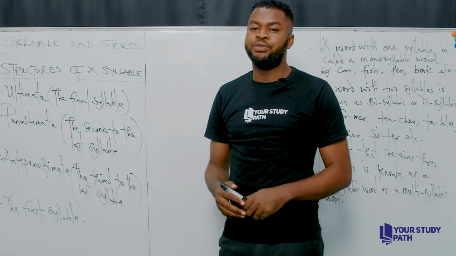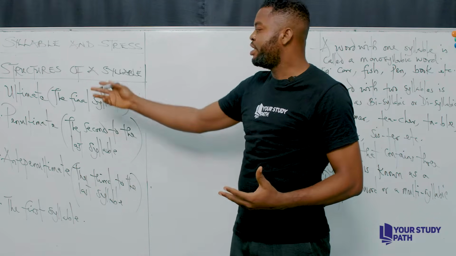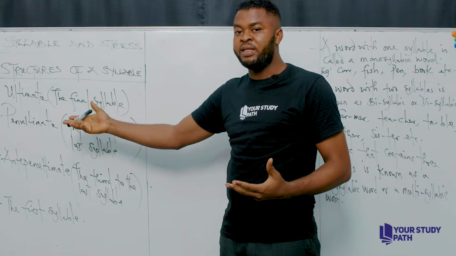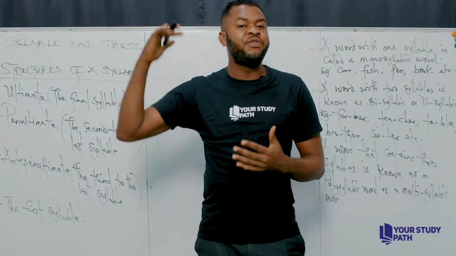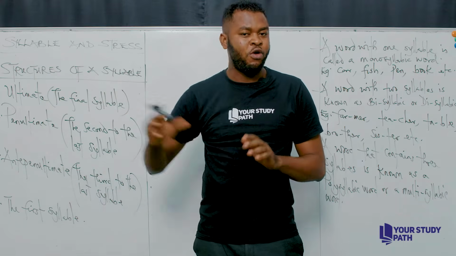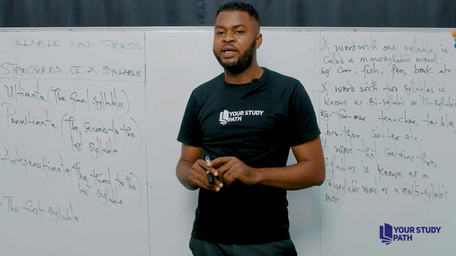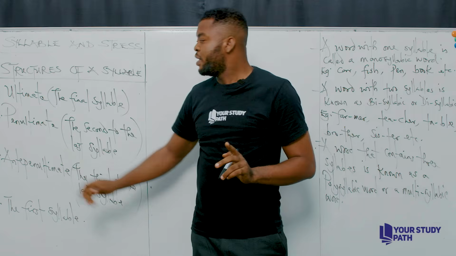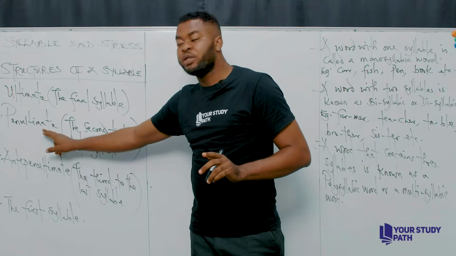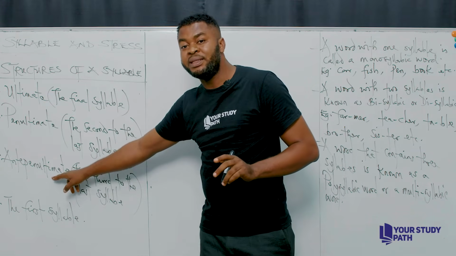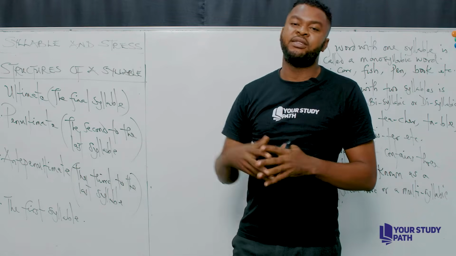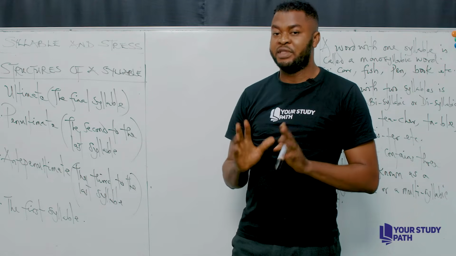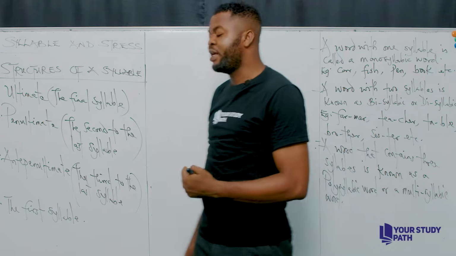Now, let me tell you, to identify the ultimate, penultimate, and antepenultimate syllable, you need to start counting from the end. I hope you got this. Let me take it again. To identify the ultimate, penultimate, and antepenultimate syllable, you need to begin counting from the end. Is that taken now? Let me give an example.